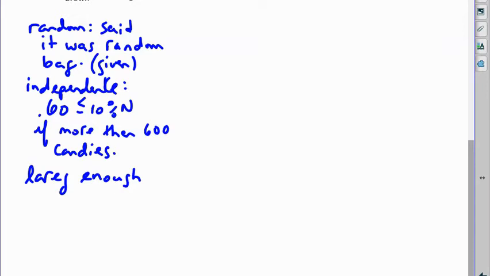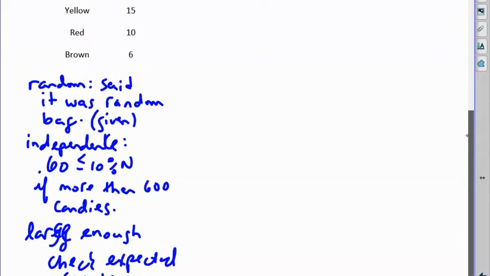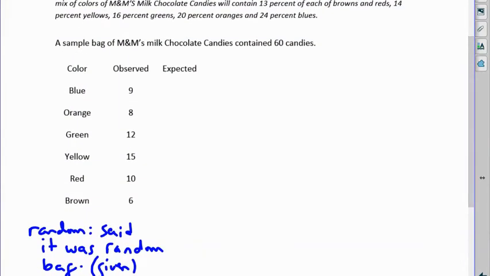For the large enough condition, we're going to have to check expected counts and see if they are all going to be bigger than 5. They didn't give us expected counts, but they did tell us that 24% are blue, 20% are orange. This is what the null is. Green, 0.16, yellow, 0.14, red, 0.13, and brown, 0.13.